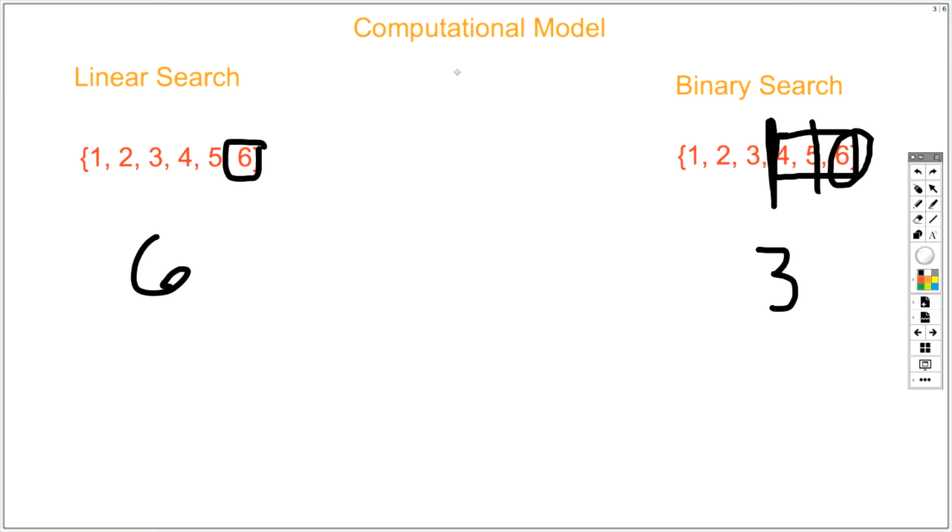But one thing I do want to mention is that in linear search, it took us 6 steps to get the number 6, whereas in binary search, it took us 3. So n would equal 6 in our linear search, and n would equal 3 in our binary search. The reason we're saying n would equal that is because n is the number of steps involved in order to get your result, and this is what these figures represent. But that's pretty much it for the computational model.